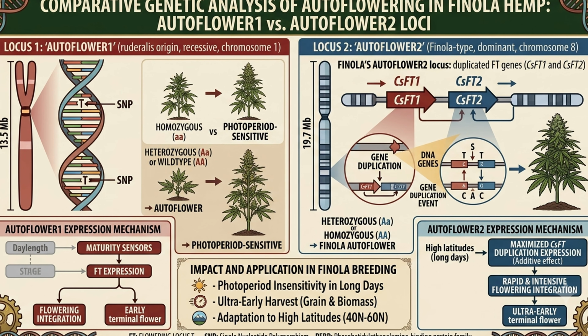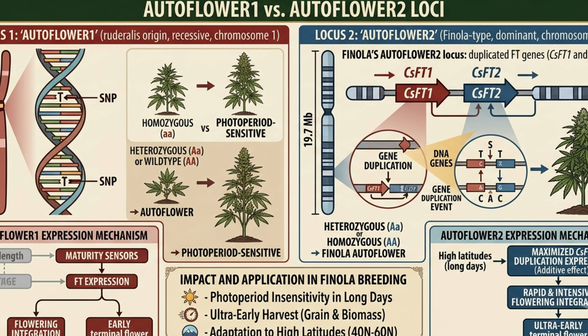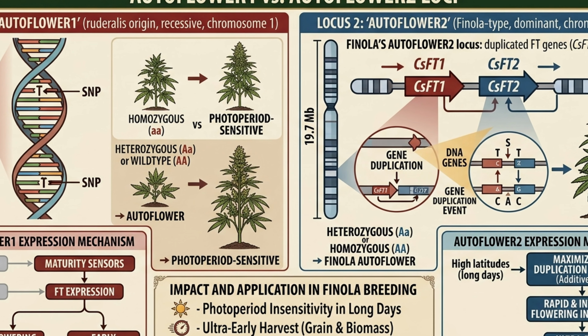I'm only going to briefly talk about these. I'll do a separate video on each one of these. FINOLA has a different mutation on a different chromosome that does essentially the same thing using a different function completely. It is a duplication of the florigen production gene rather than a malfunction of the brakes. It just shoots so much florigen that the plant wants to flower no matter what. This gene is a dominant gene.